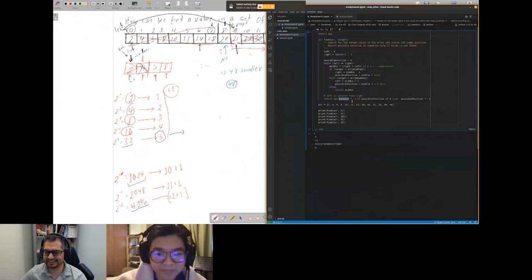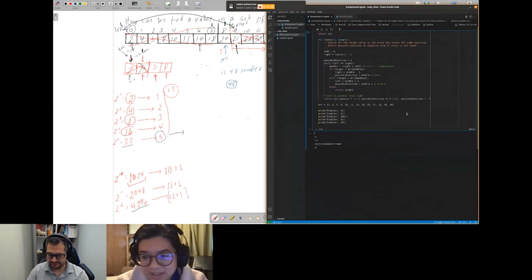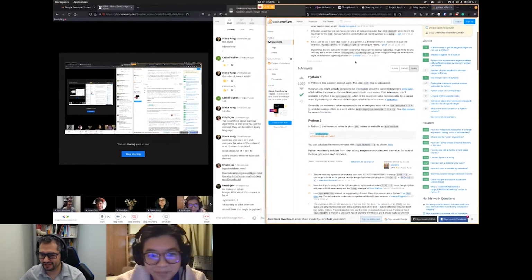So it's max size for Python 3. Max int is only in Python 2. Oh, interesting. So yeah, it says it's just max size, which is an unsigned word, and since it is signed, multiplied by 2 plus 1.